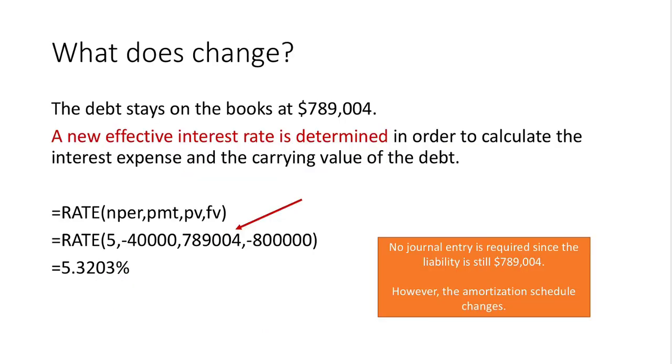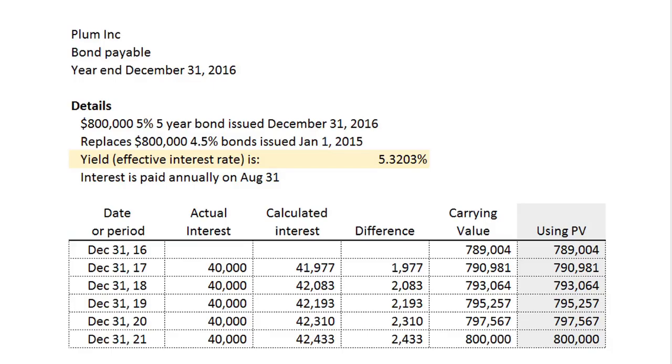But going forward, we need to find a new discount rate to use. Here I've used the RATE function to calculate it. You can use your calculators. And we see that the new effective interest rate is 5.3203%. The amortization schedule then changes to use the new effective interest rate, and I've just created the schedule so you can see that that does work. We're using this as the present value at December 31st, running it through.